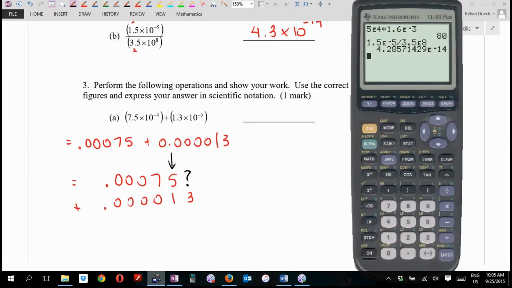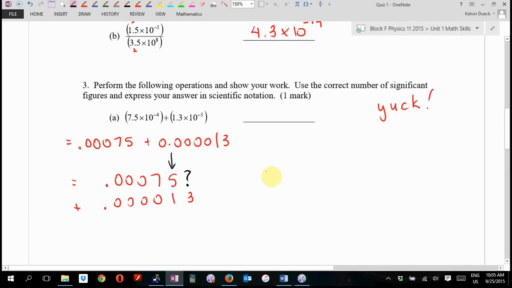I go to my calculator. 0.00075 plus 0.00013. I got an answer in scientific notation. Okay. So the answer that I got was 7.63 times 10 to the negative 4. Your calculator might display it, it might not. That's okay, I can write that.